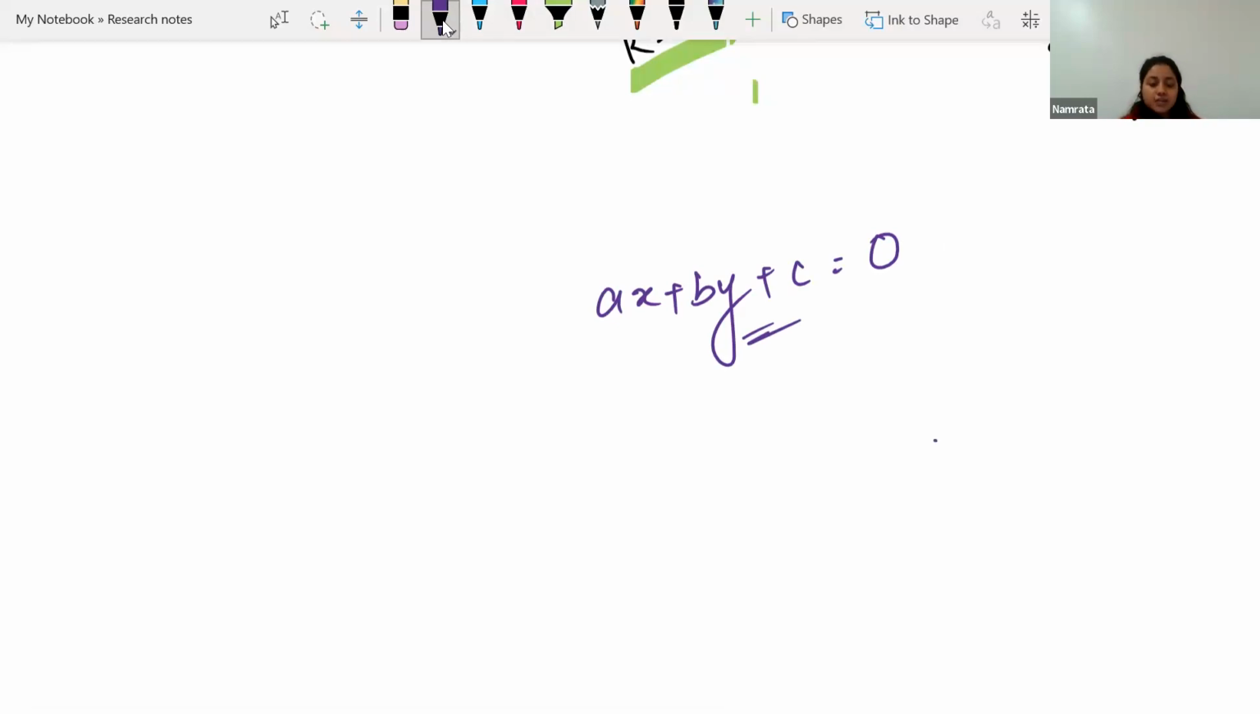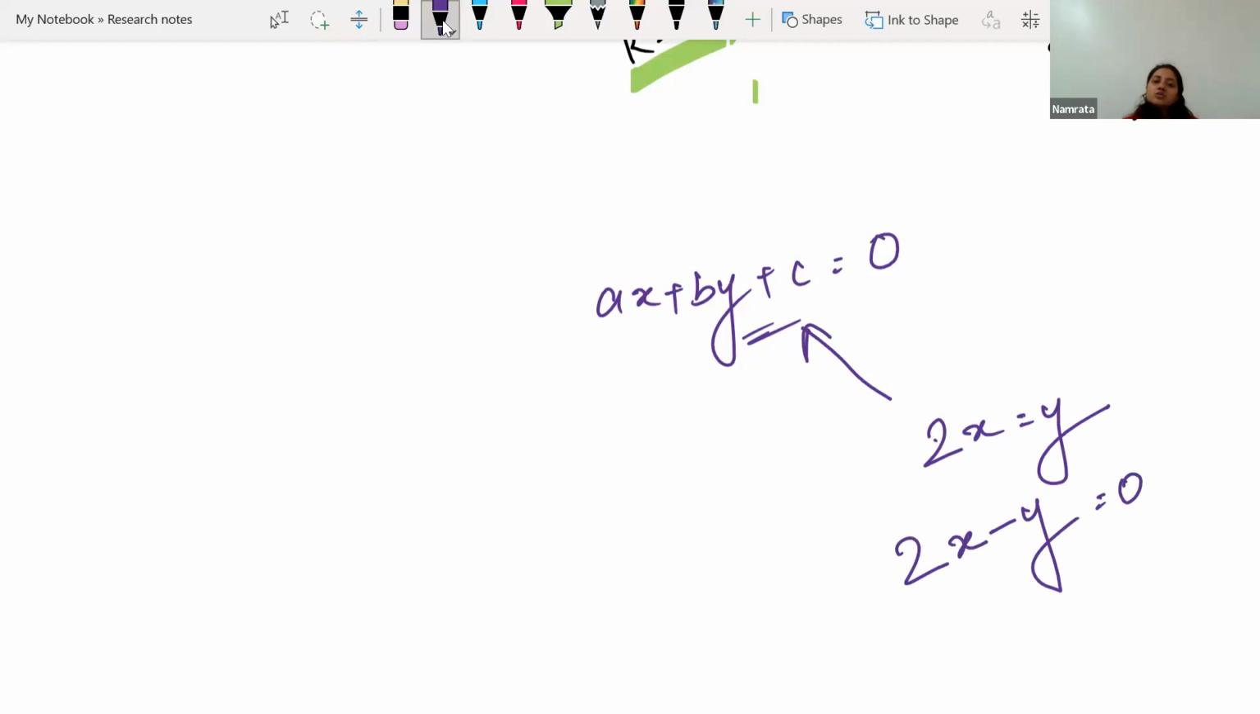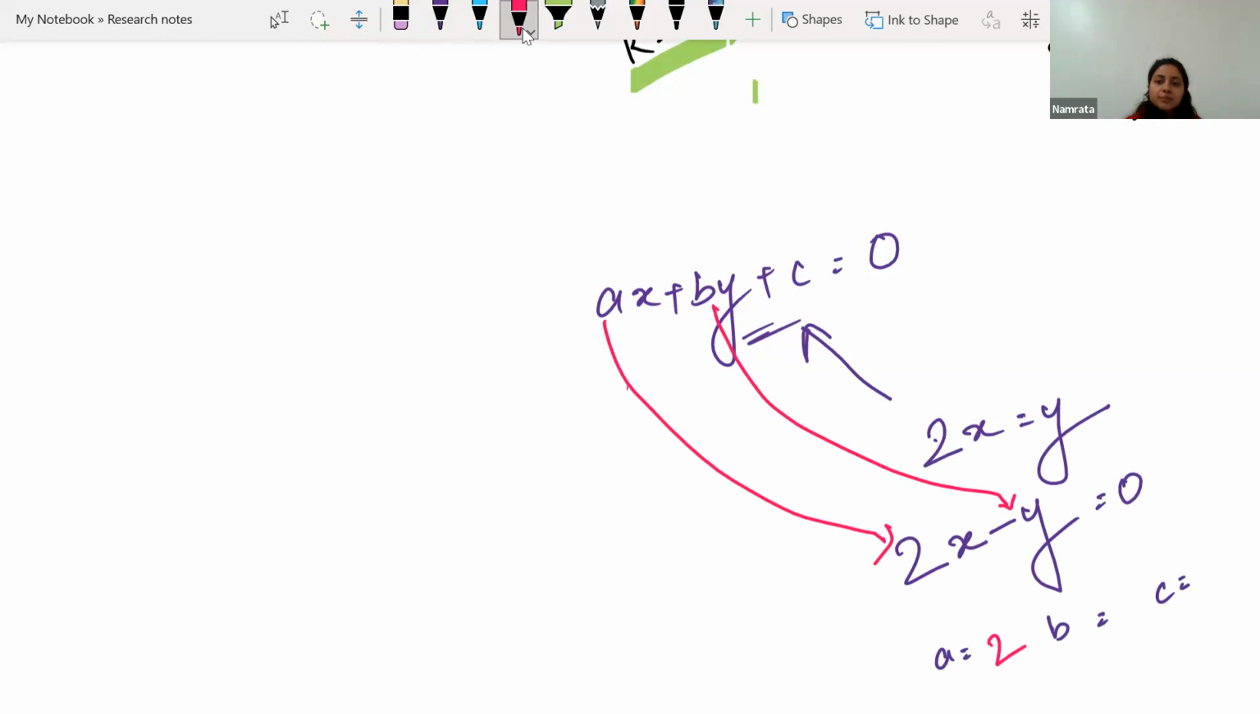When we have any linear equation, one example can be, let's say, 2x is equal to y. We have to represent it in this format, ax plus by plus c is equal to 0. So we write 2x minus y is equal to 0. Now if the question asks what is the value of a, b and c, we can see that at the place of a we have 2, so a is 2. At the place of b we have minus 1, so b is minus 1. And what about c? There is no c in our question. This is the question and this is the standard format.